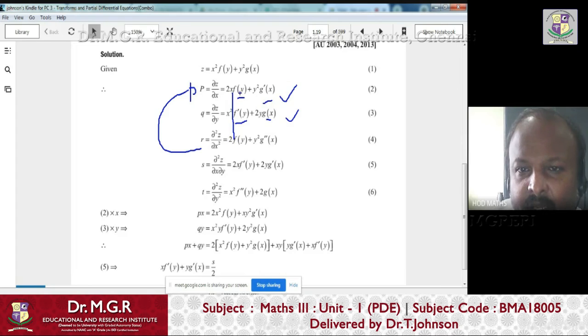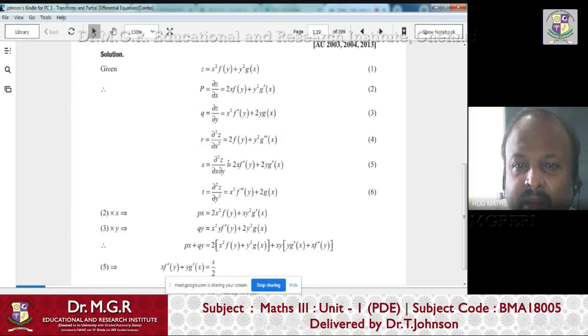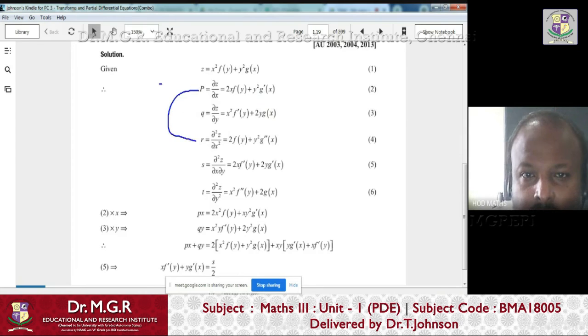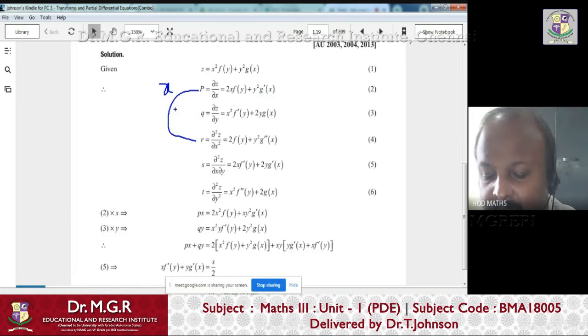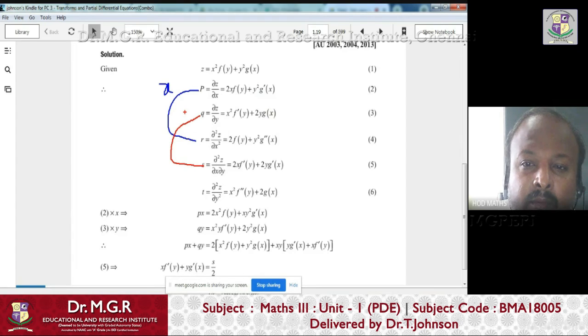F of y as it is, y square as it is, because we are differentiating with respect to x only. g dash becomes g double dash. So x becomes 1, g double dash becomes g double dash. That is what happened when we differentiate equation 2 again with respect to x. Similarly, differentiating equation number 3 again with respect to y.